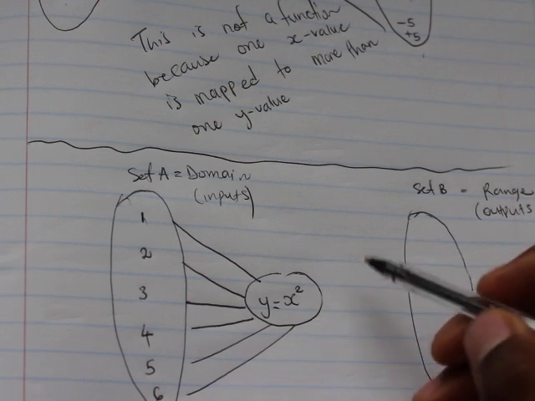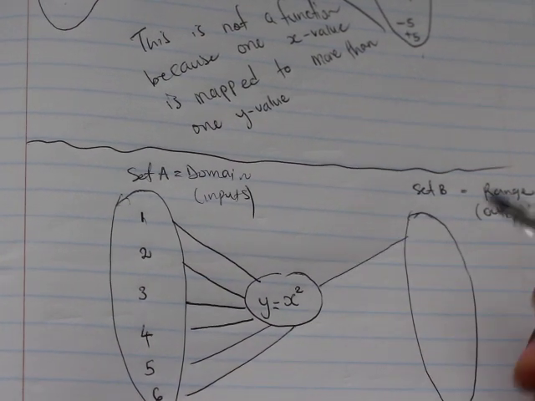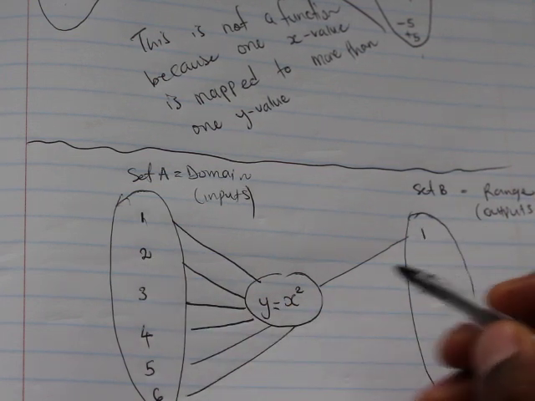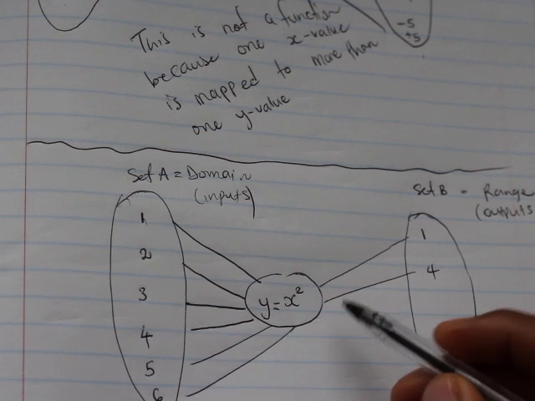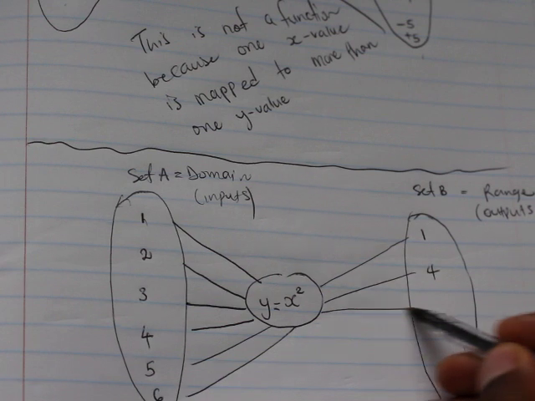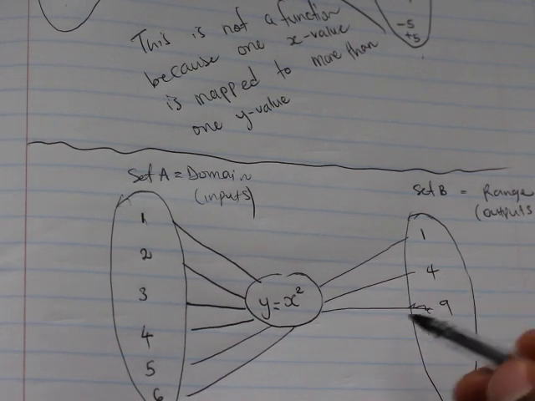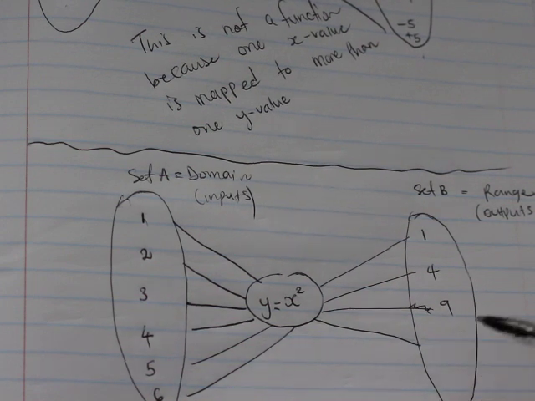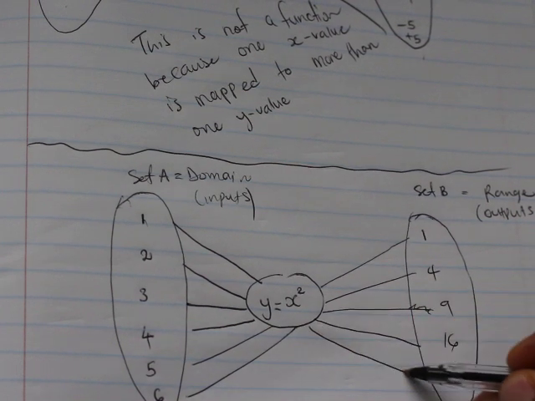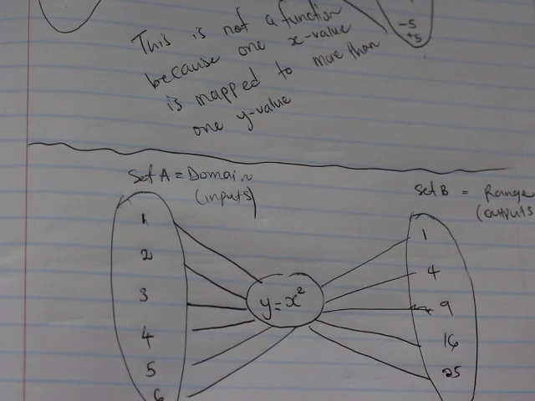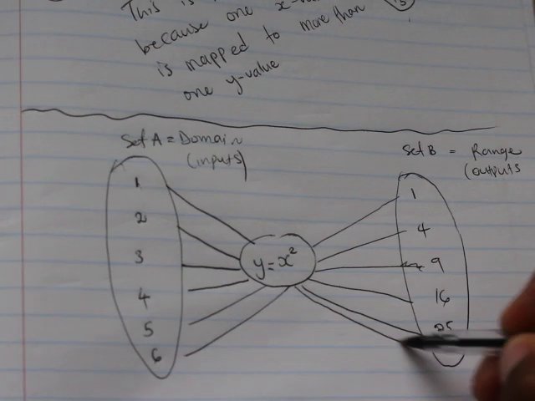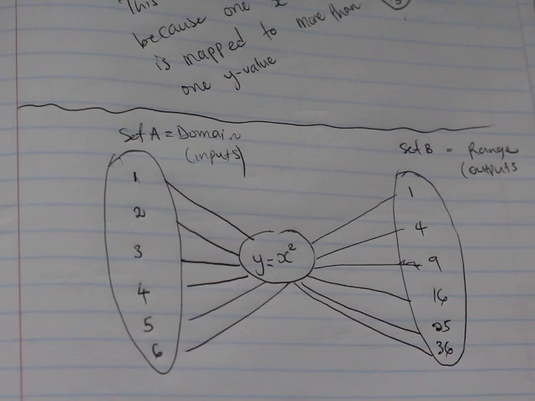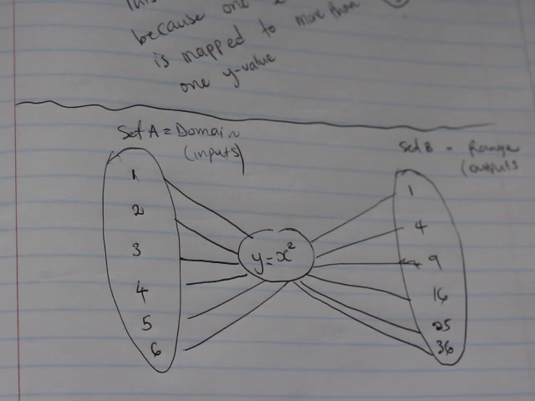If you substitute 1, what are we going to get? 1 squared becomes what? Just 1. We substitute 2, becomes what? 4. Substitute 3, becomes what? 9, isn't it? We substitute 4, becomes 16. Substitute 5, becomes 25. And lastly we substitute 6, which becomes 36.